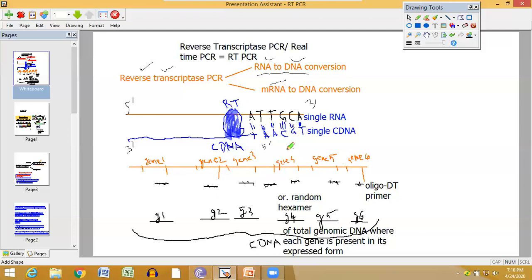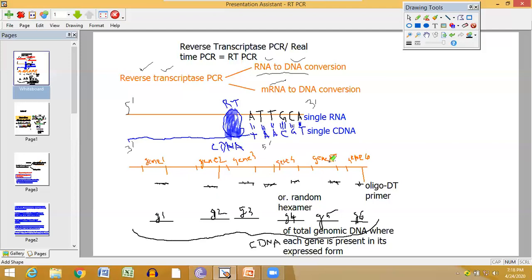If you have a single RNA, then it's easy to design the primer because you know the sequence of that particular RNA. But when you have multiple genes together, it is difficult to take each single gene, make a single primer, and add all the primers in the reaction mixture.